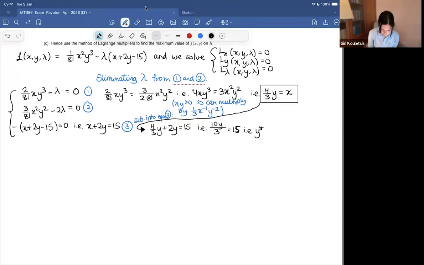And so y star is 45 over 10, or 9 over 2.